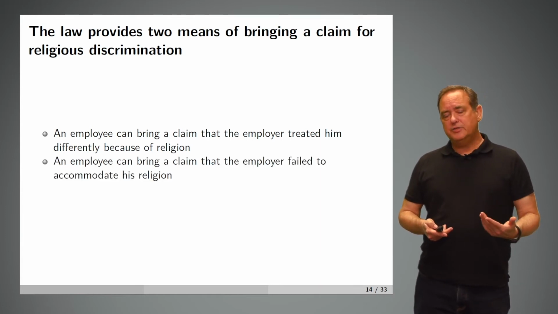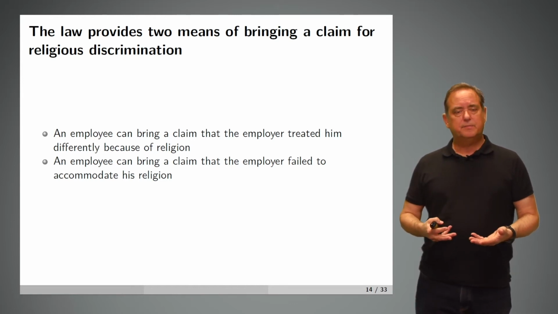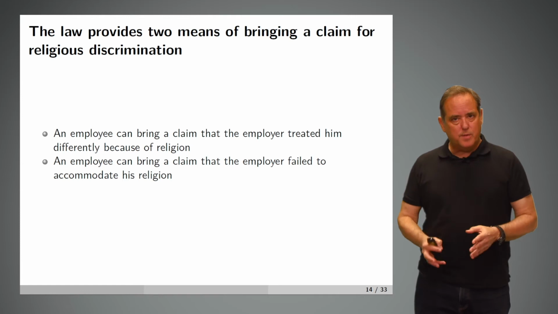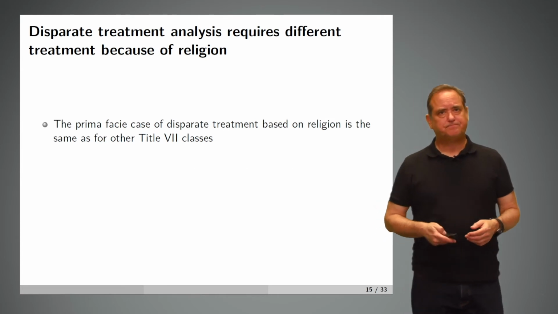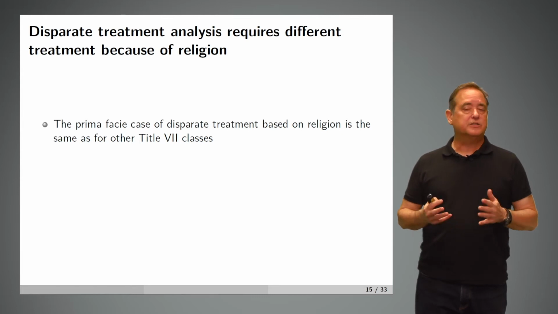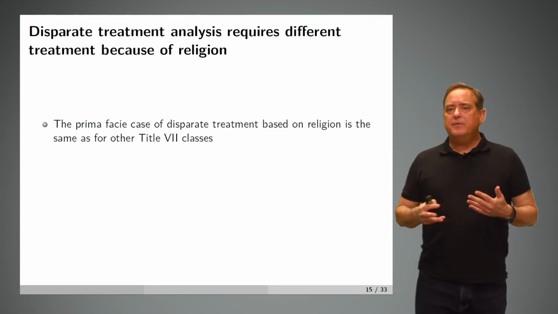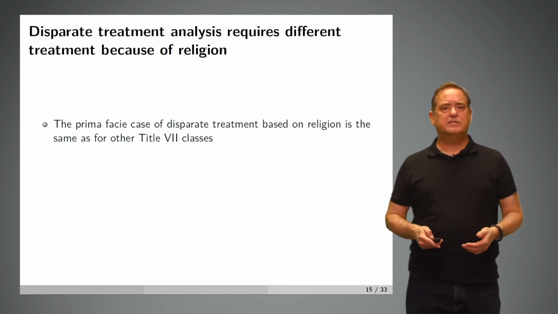The second way to bring a claim is to bring a claim alleging that the employer failed to accommodate the employee's religion. And we'll talk about this accommodation process in a minute. But accommodation is going to be another way in which the prohibition on religious discrimination differs from the other types of prohibitions. So we start with disparate treatment analysis. Disparate treatment analysis, again, requires different treatment because of religion. And the prima facie case of disparate treatment based on religion is the same as for other Title VII classes.